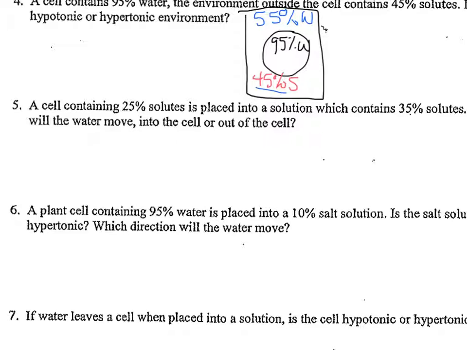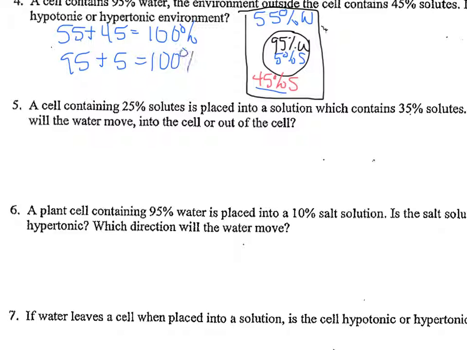Okay, so now our solution equals 100% total. 55 plus 45 equals 100%. And then inside our cell, we have 95% water, and that leaves us with 5% solute. So 95 plus 5 equals 100%. We have 100% concentration inside our cell and 100% concentration outside our cell now. So we go back to solving the problem like we have done in the past.